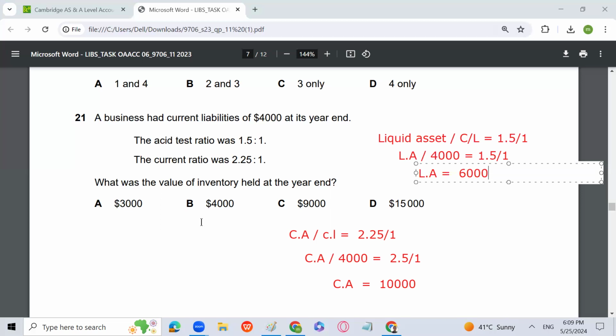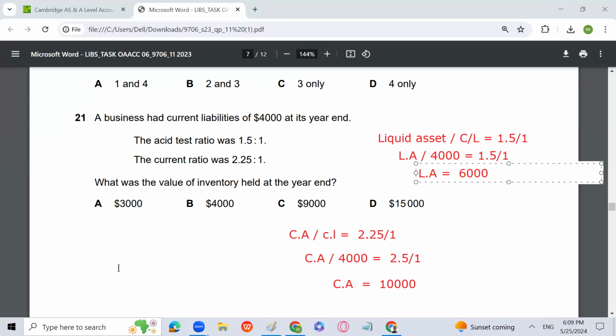So B is the answer. Current assets minus liquid assets. 10,000 minus 6,000. 4,000 is not the answer because 2.25. So 2.25 multiplied by 4,000. What is the answer? That is 9,000. Okay. Sorry. So 9,000 is going to be the answer for this.